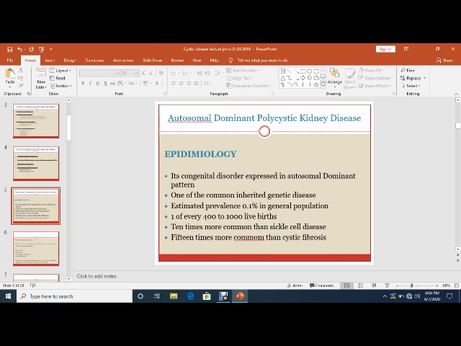So coming to the important type of the cyst, that is called ADPKD, autosomal dominant polycystic kidney disease, or adult polycystic kidney disease. It's a congenital disorder and autosomal dominant. It is one of the common inherited genetic diseases. If you see the prevalence of this polycystic kidney disease, that is autosomal dominant, 0.1% in the general population, and one of every 400 to 1000 live births. This disease is 10 times more common than sickle cell disease, and it's 15 times more common than cystic fibrosis.